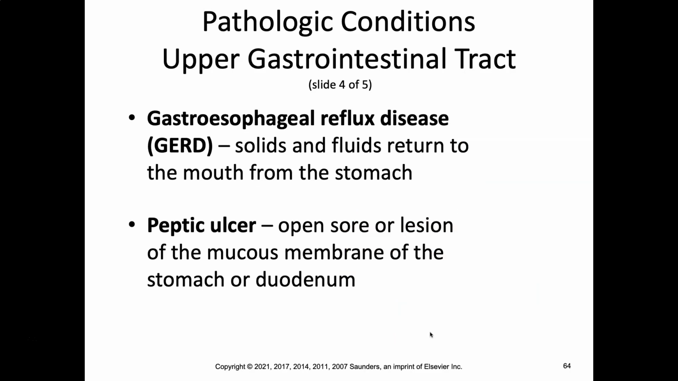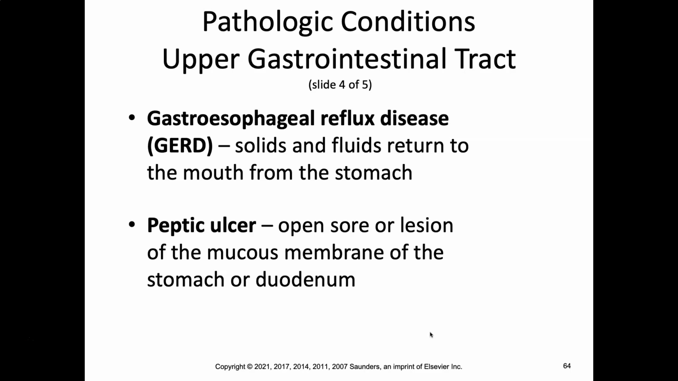GERD, you may have heard of GERD, gastroesophageal reflux disease. Lots of people have this. They take something for it usually. It's where solids and fluids return to the mouth from the stomach. They back up for whatever reason. And there can be a number of reasons why GERD occurs.